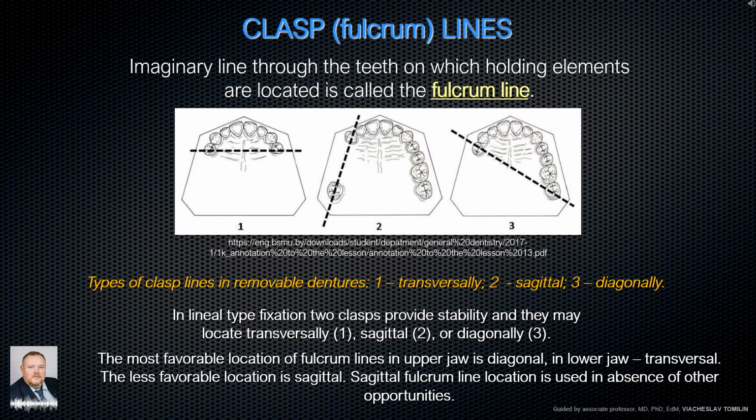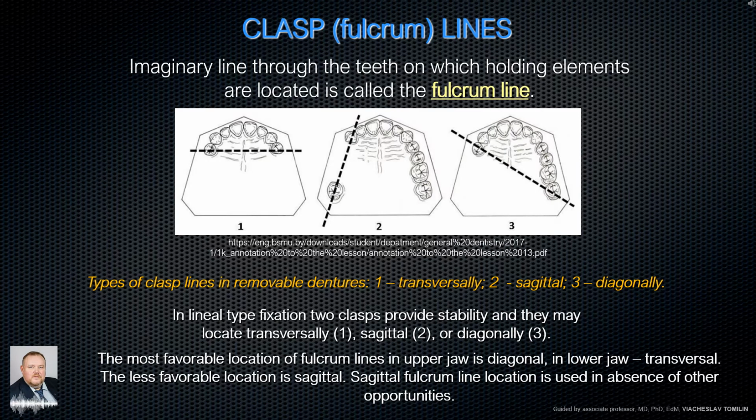Clasp fulcrum lines. The imaginary line through the teeth on which holding elements are located is called the fulcrum line. In lineal-type fixation, two clasps provide stability and they may be located transversally, 1, sagittally, 2, or diagonally, 3. Types of fulcrum lines are shown in this picture.